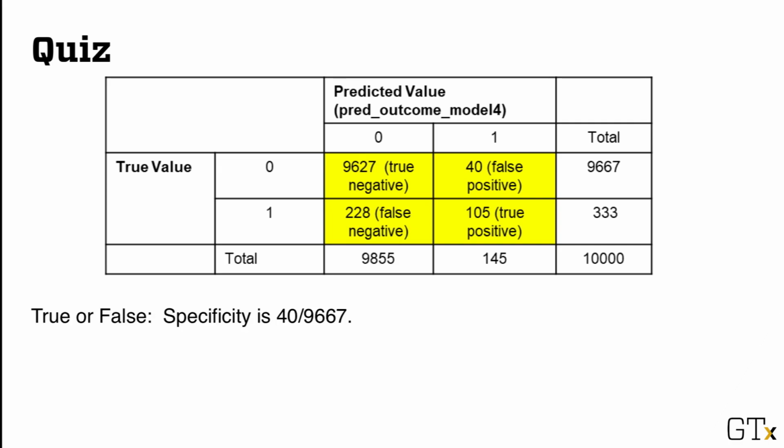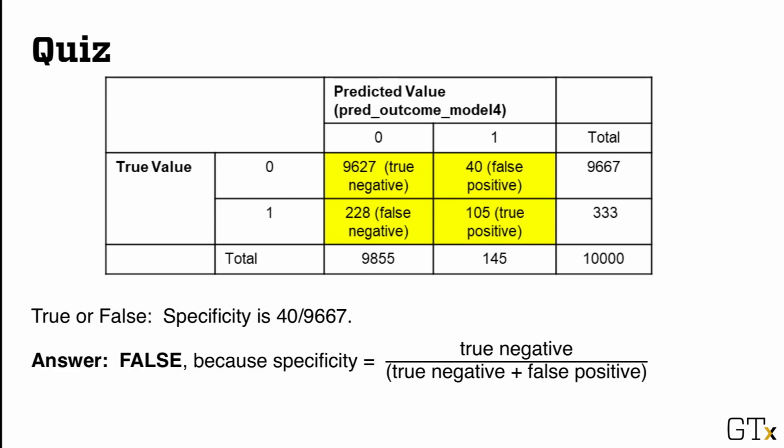The second question in this quiz: is specificity 40 over 9667? False, because specificity is true negative over true negative plus false positive. So, it should be 9627 over 9667.